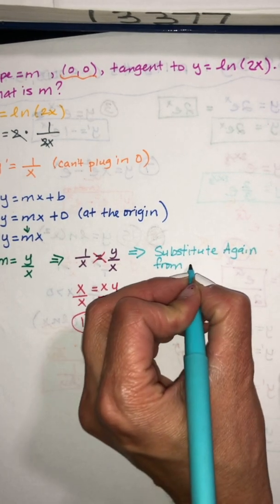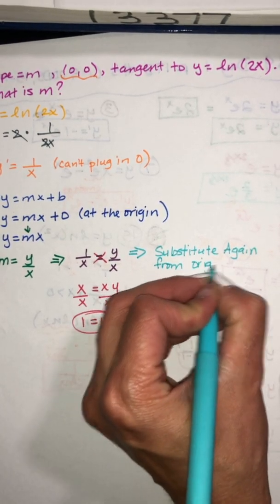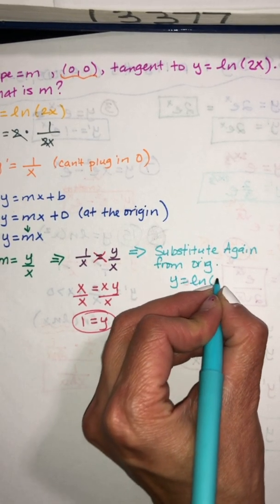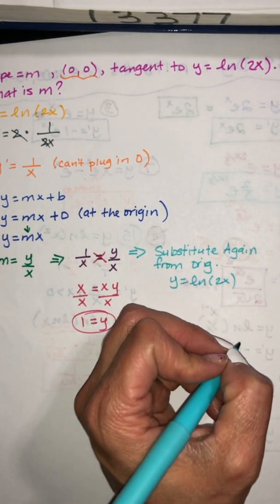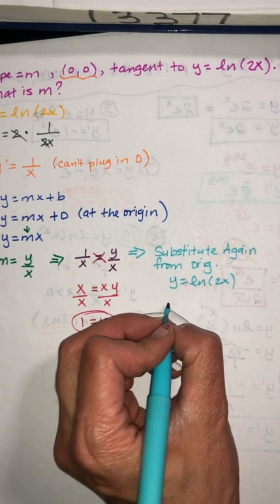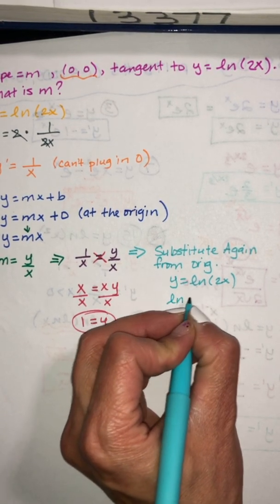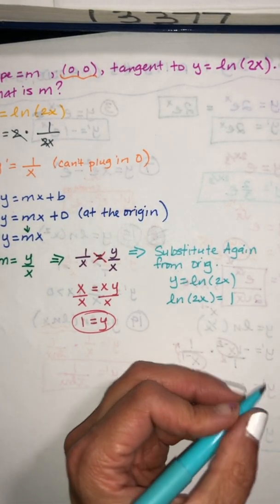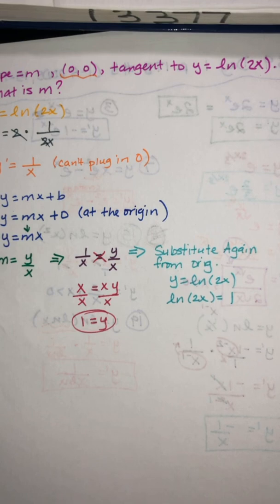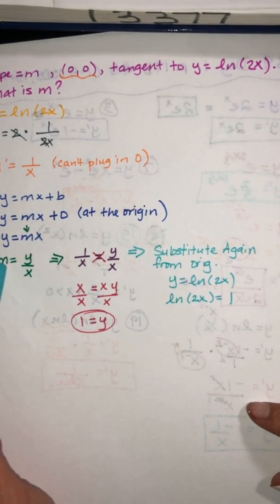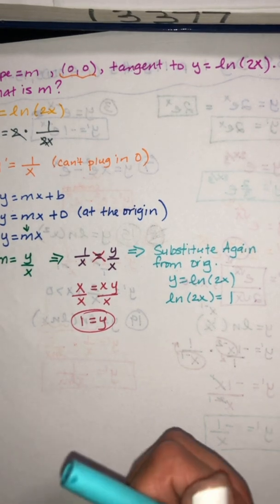So I have to substitute again from the original. The original is y equals the natural log of 2x. So let's plug in the 1. We'll have natural log of 2x equals 1, and we need to solve for x, because we have y already. If I can find x, then I can find the slope, and that's what I need.